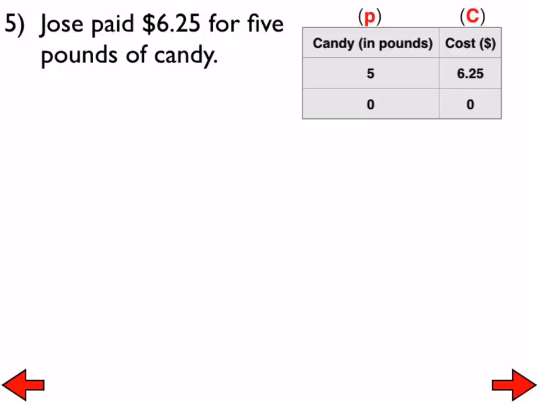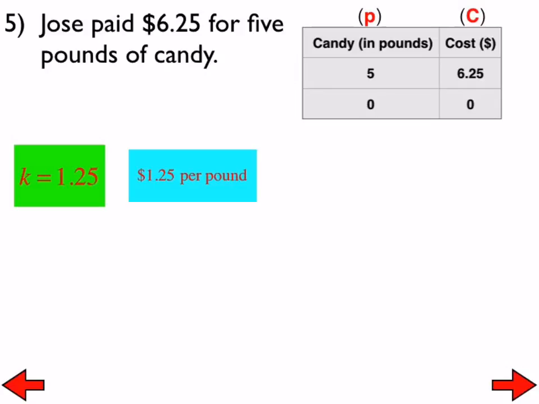So I'm going to use P to represent pounds of candy, C to represent the cost. And so the constant of proportionality, going with the input being the number of pounds and the cost being the output, 6.25 divided by 5 is 1.25. So that's the constant of proportionality going that direction. The unit rate going in that direction would be $1.25 per pound. And using the variables that I used, C is equal to 1.25p.